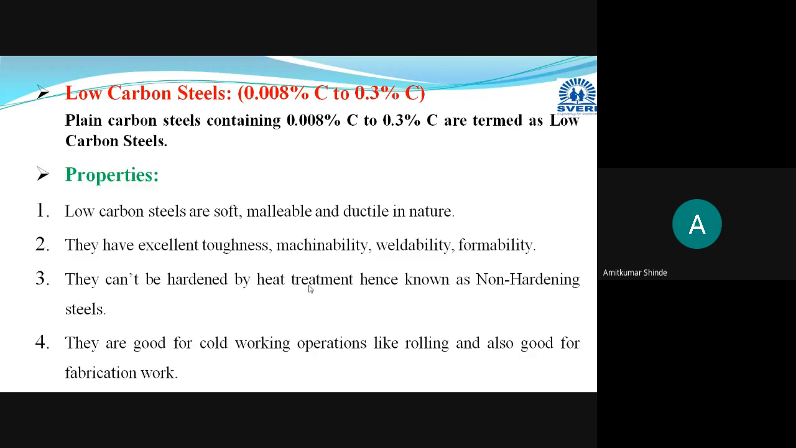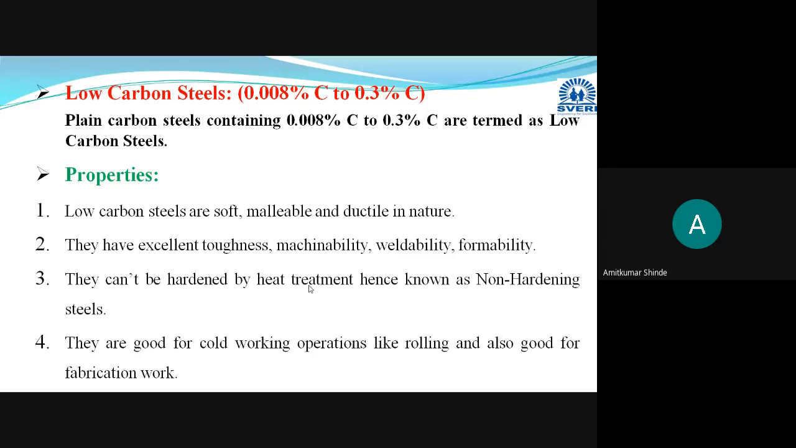In the second line, depending on the carbon percentage, you have to decide its properties. It will have excellent toughness, and machinability, weldability, and formability will be very good. Means different machining processes and joining processes you can do very easily on this kind of steel. The next point is regarding hardening. Whenever the percentage of carbon is very less, it is very difficult to do hardening on that particular material. If carbon percentage is less and other alloying elements are also not present, you will not be able to do the hardening.